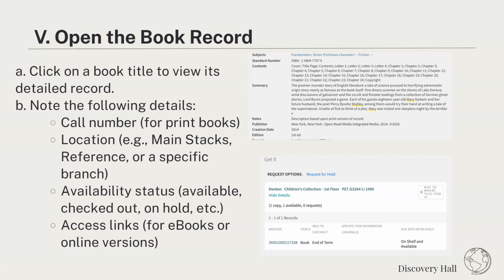First, check the call number if it's a print book. That's what you'll use to find it on the shelf. Next, look at the location, which tells you exactly where the book is, whether it's in the main stacks, the reference section, or at a different branch. You'll also want to note the availability status so you know if the book is currently available, checked out, or on loan. Finally, if it's an ebook or has an online version, you'll see access links that you can use to read it right away.